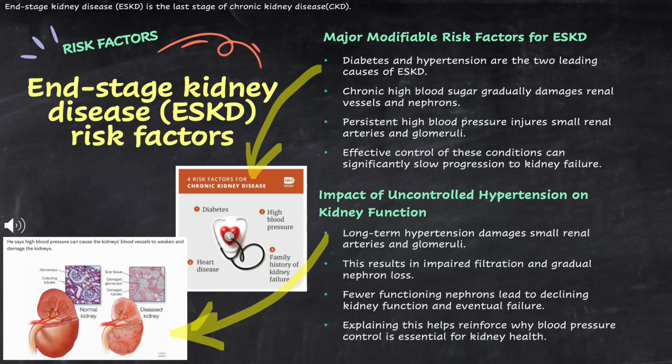regulate. End-stage kidney disease, ESKD, refers to the final phase of CKD, where kidney function is minimal and life cannot be sustained without dialysis or transplant. Two major modifiable risk factors drive most ESKD cases: diabetes mellitus and hypertension. In fact, high blood sugar over years, diabetic nephropathy, and poorly controlled high blood pressure together contribute to about two-thirds of new kidney failure cases.